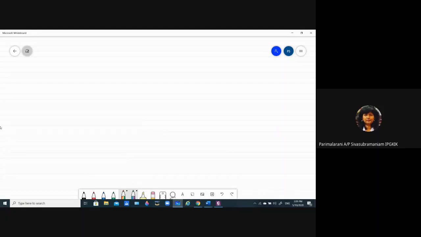Okay, this is number 4. So find the GCD of 1,424 and 3,084. Okay, find the GCD of these two numbers. Although the numbers look larger, they are quite easily done. Okay, so I want you to try this now.